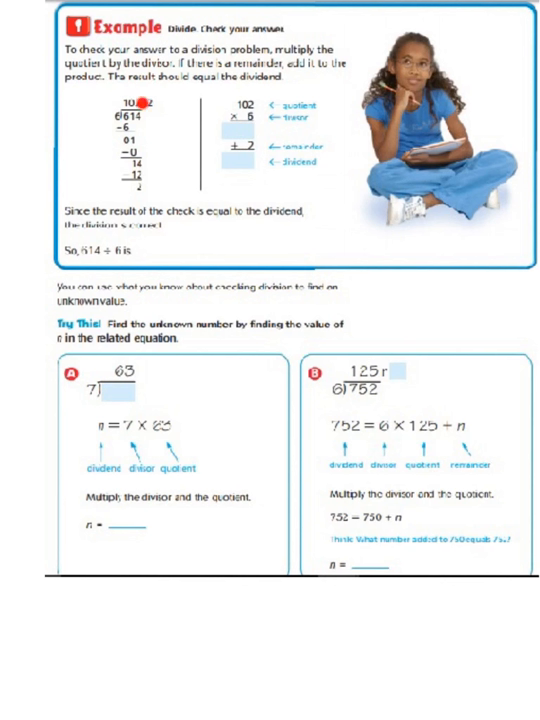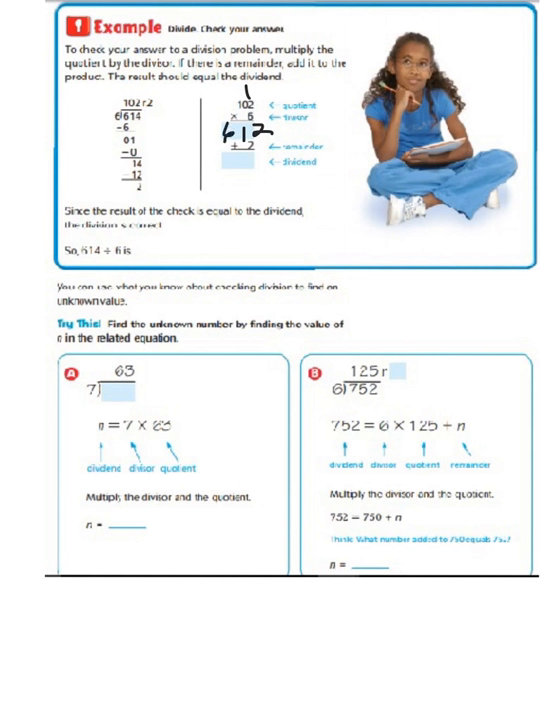So we've got our quotient of 102. Our divisor is 6, so we would multiply those together. So when we multiply those together, we see that 102 times 6: 2 times 6 is 12, carry our 1, 0 times 6 is 0, plus 1 is 1, and 1 times 6 is 6.